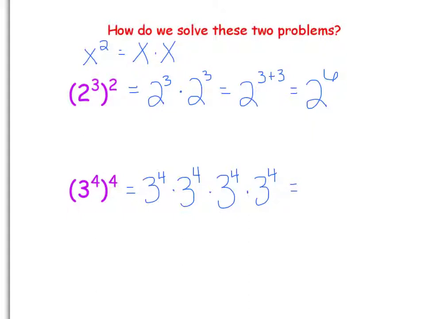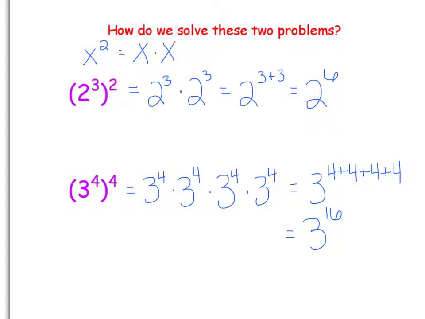Because it is our base, which is 3 to the 4th, multiplied by itself 4 times for this exponent. Well, this gives us 3 to the 4 plus 4 plus 4 plus 4. And that equals 3 to the 16th. So what I want you to look at is, how do you think we can go from here to here?